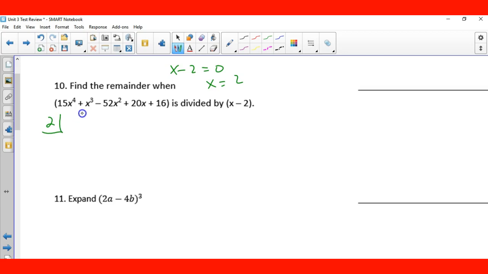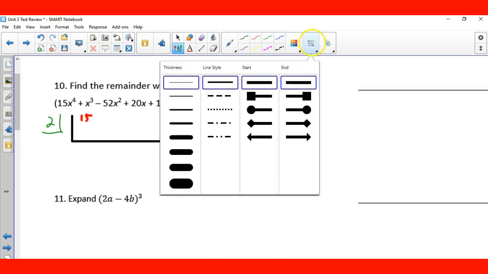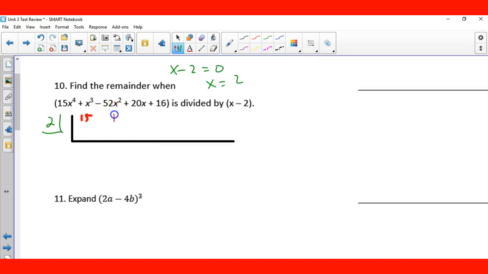Now, for this part, let me draw some lines. I had to put the lines on there, but anyway, I'm going to write my coefficients out. So I have 15, then 1, and negative 52, and 20, and then finally 16. Now I'm going to do the first term. With our first term, we're going to bring down 15. So 15 times 2 is 30, and that's going to give us 31.